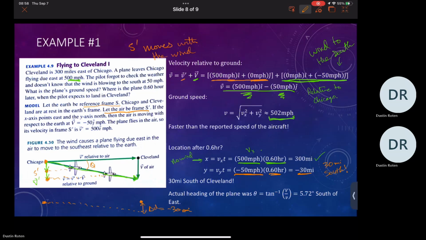If we look at this triangle here, we want to know what heading the plane was flying. We can take our big piece here, our velocity of the reference frame, which I've got here in orange, and then what was actually going on on the ground. We can use these two vectors with a tangent function, and it turns out that the plane was actually flying about 6 degrees south of east. So this was roughly 6 degrees off.